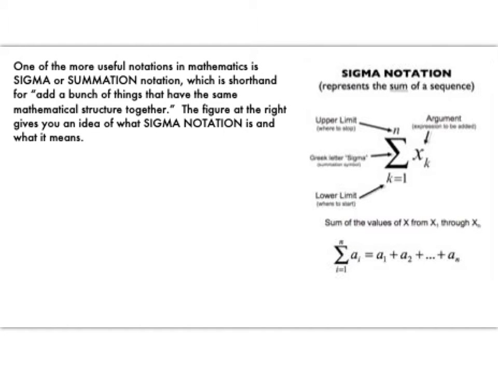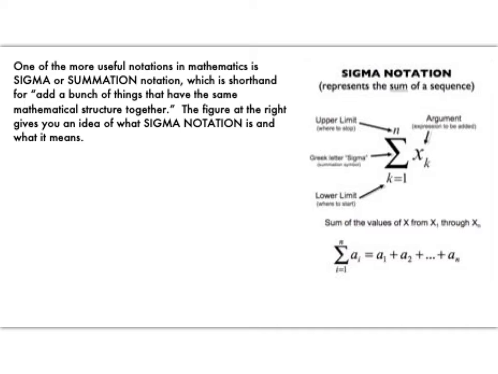Okay, friends, in this intro video, we're going to look at how integrals are constructed and the motivation behind them. One of the more useful notations in mathematics is sigma, or summation notation. This is just the idea of taking a bunch of things that have the same mathematical structure and adding them all together. The figure at the right gives you an idea of what summation or sigma notation is and what it means.